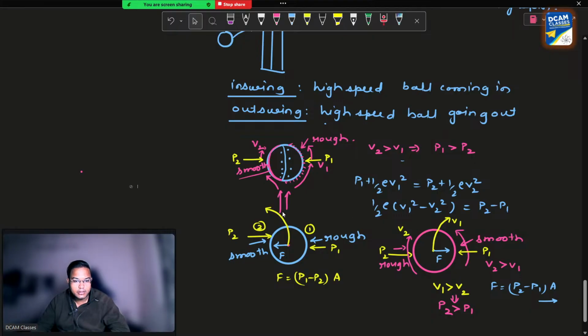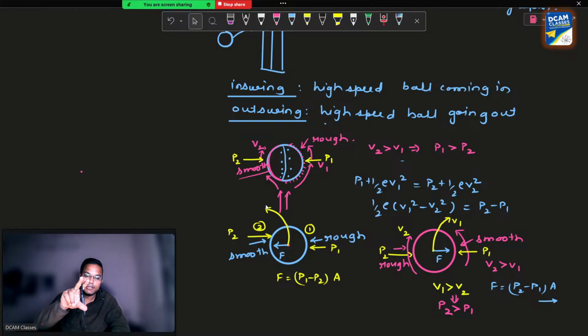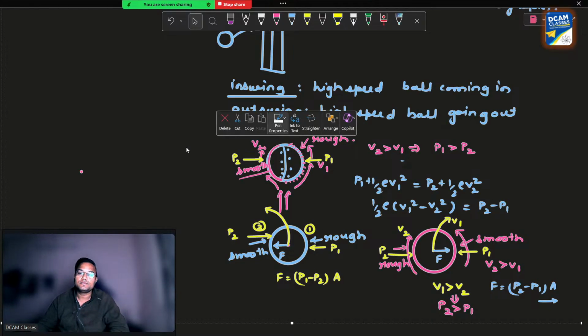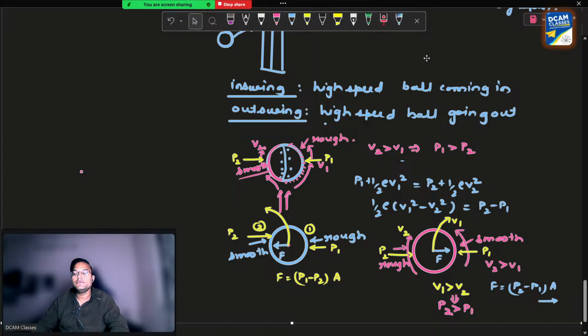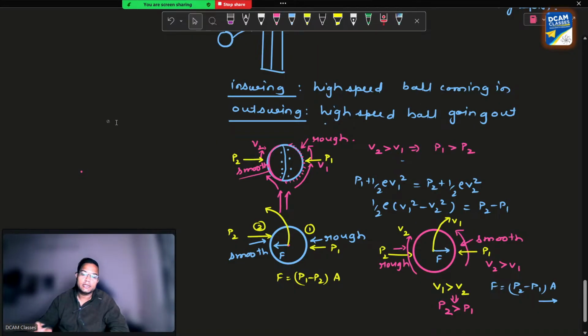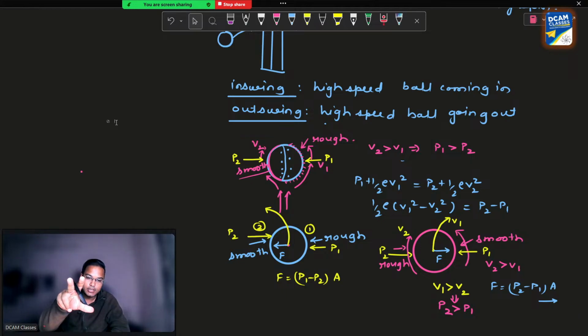In the spin, you know what the bowler does? The bowler holds the ball from the seam, and he knows if he wants to do the in-swing, then he will keep the smooth side to the left and then throw it fast. Then the ball will swing inside, towards the portion which is smooth, to that side. Like this, he throws the ball.